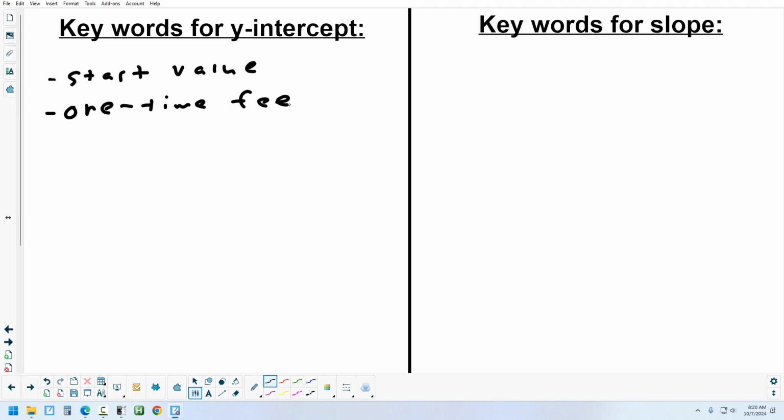All right, keywords for slope. Something you might see for that is the word per. The word per means it's something that you're going to pay over and over, per month, per hour, per day, per week. What else? The word rate. Like in the feather problem, the feather was falling at a rate of 2 feet per second. That's another indication that the number is slope.